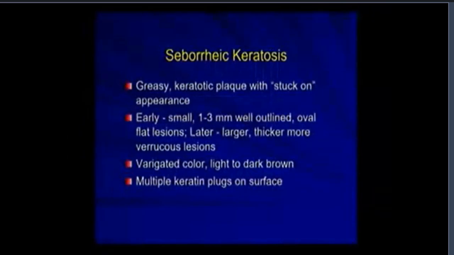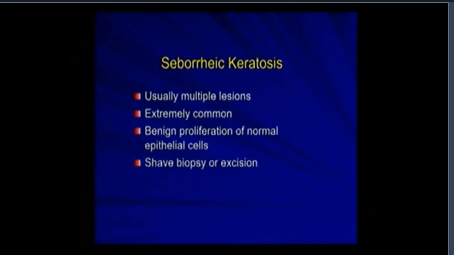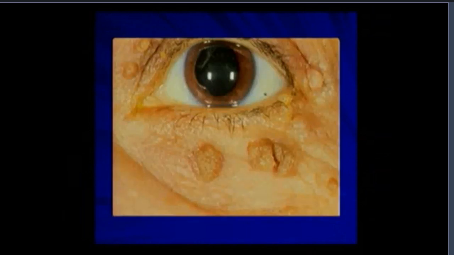Seborrheic keratosis is a common skin change that we see. It's a keratotic plaque with a stuck-on appearance, meaning it's just like something attached to the skin, not deeply infiltrating the skin. It can be different shapes and different colors, and also in thickness, it depends on how long ago it appeared. And it can be single or it can be multiple in different areas. This is really another common problem, seborrheic keratosis, and it's a form of benign proliferation of normal epithelial cells in the epidermis. And the treatment for this one is just simple shaving and excision. This is what a stuck-on appearance looks like. You can see them here. Just something attached to the skin directly.